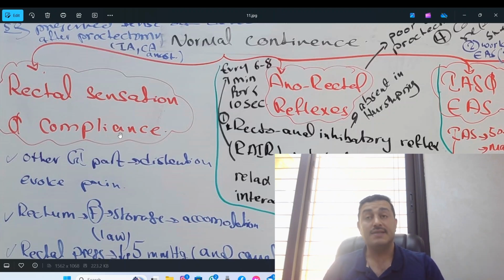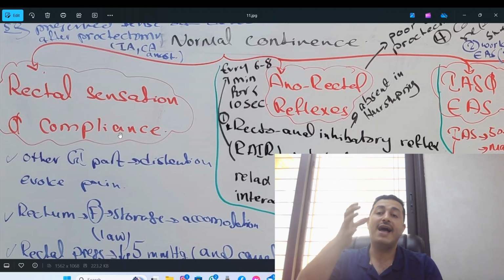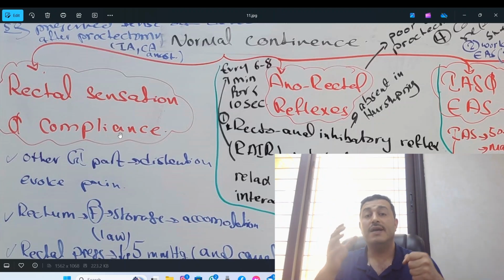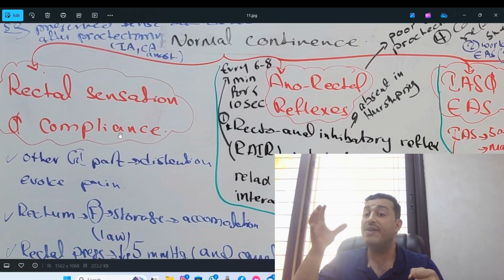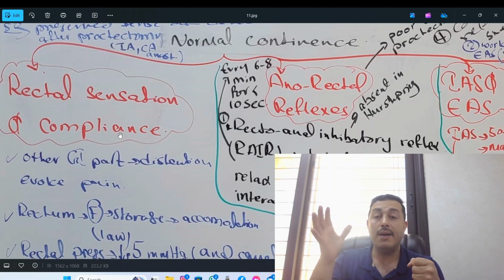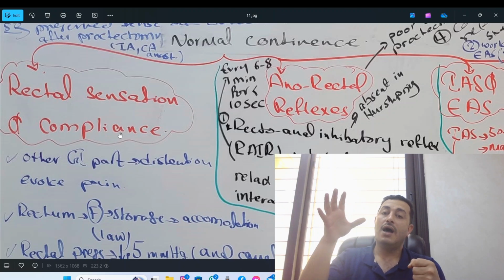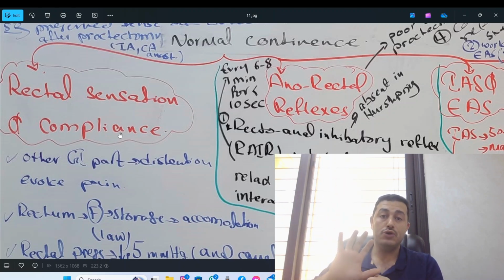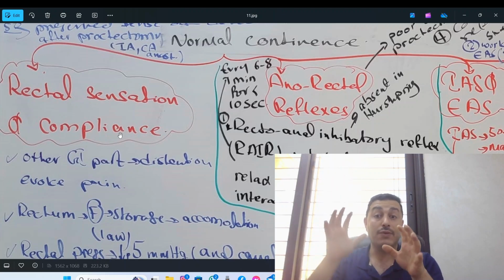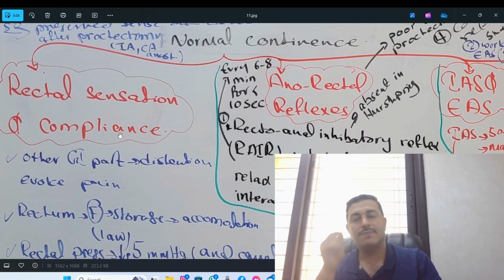Two, there is a difference between the intra-anal pressure and intrarectal pressure. Intrarectal pressure is low when we compare it to the intra-anal pressure. Intra-anal pressure is 10 to 15 times higher than the intrarectal pressure, which is about 5 mmHg. So this difference in pressure will actually push the stool up and will help in maintenance.